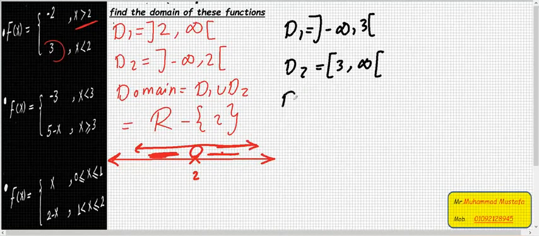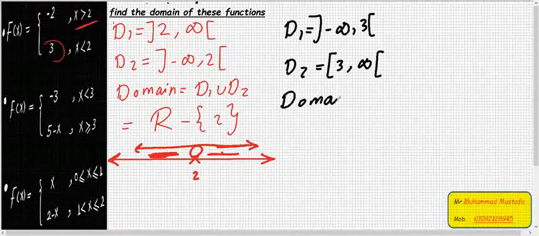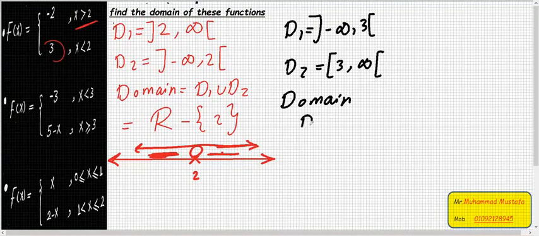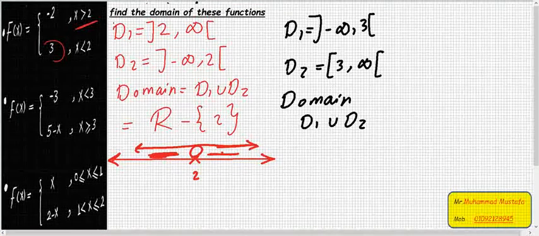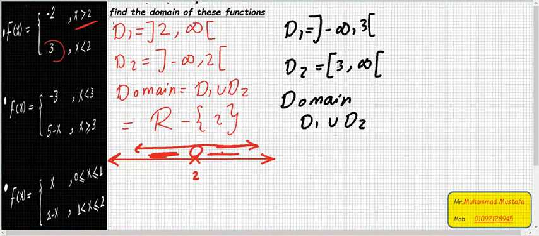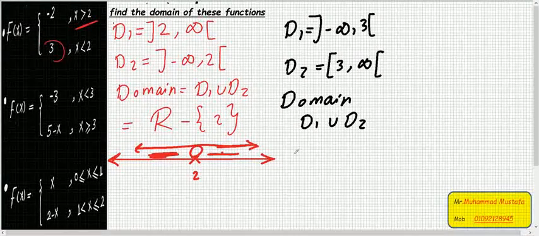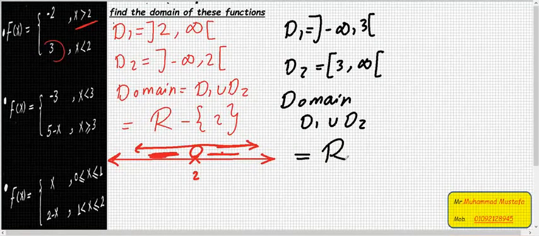To find the domain of the function, we find D1 union D2. We can find it mentally: from negative infinity to 3, and from 3 to infinity, we have all real numbers. Domain is R.